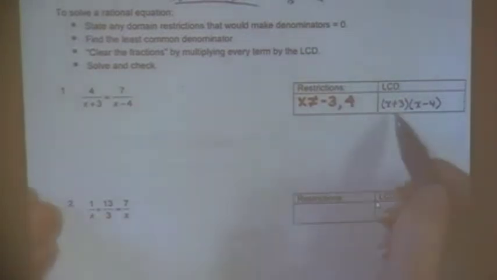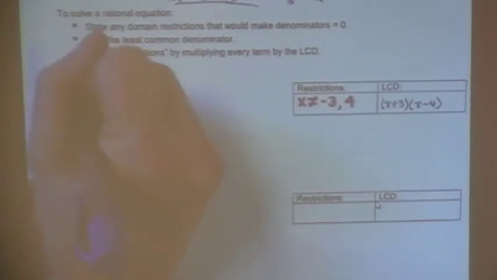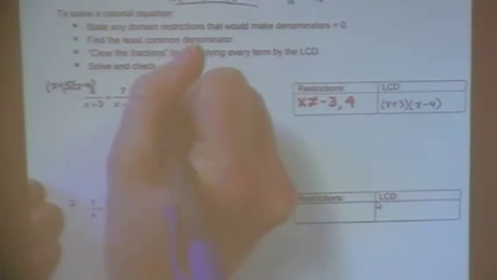So now we get to the third one, and it says to clear the fractions by multiplying both sides by the LCD. So here's my LCD. I'm going to multiply both the left side of the equation by the LCD and the right side. So on the left side, I'm going to write it down, x plus 3, x minus 4. And on the right side, x plus 3, x minus 4.